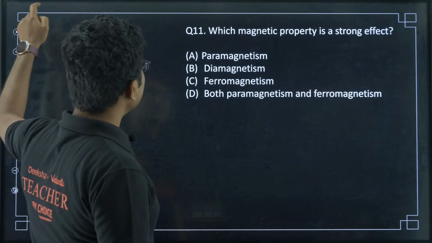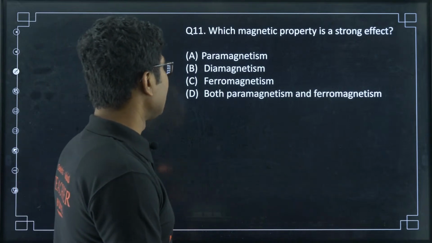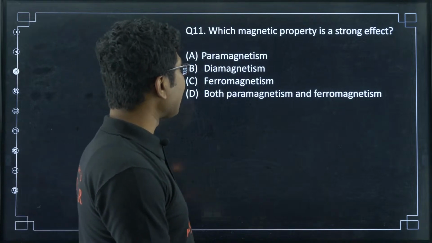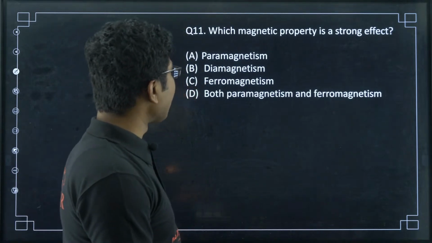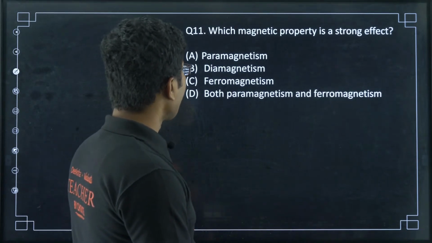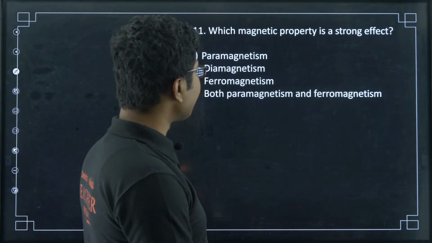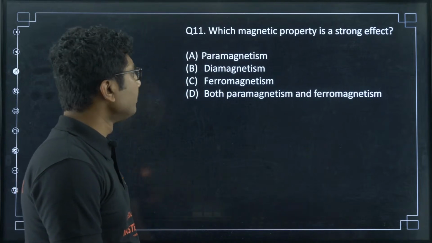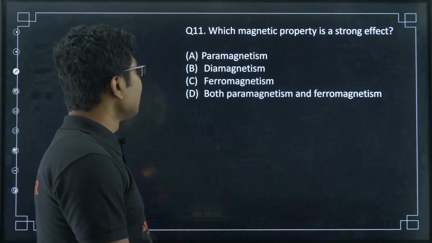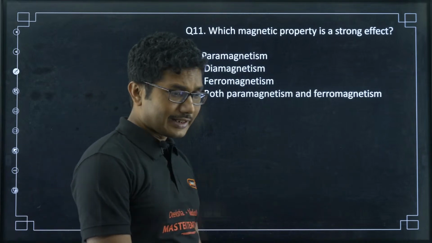Okay. Now let's move on to question number 11. Which magnetic property is a strong effect? Paramagnetism, diamagnetism, ferromagnetism, both paramagnetism and ferromagnetism. I am not clear about which is a strong effect. I don't understand the question. It was taken from your sample paper model question bank, I guess. Okay, but I don't understand what is the meaning of strong effect. If you have any idea, please answer.